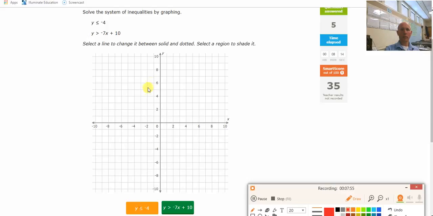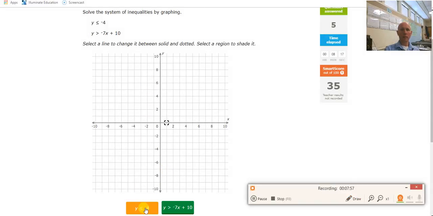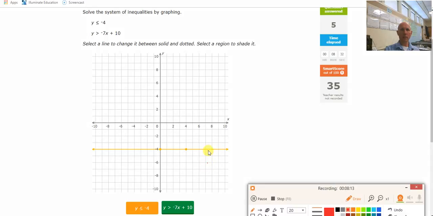Start with this first one, -4, horizontal line, solid. Is 0 less than -4? That is false, which means I'm shading below this line right here.